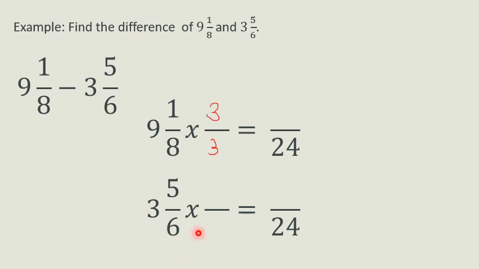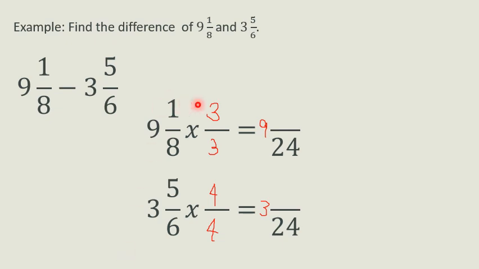Then, dito naman tayo sa baba. Ano bang pwedeng i-multiply sa 6 para maging 24? Pwede natin i-multiply ang 4. Okay? Ito naman pong whole number ay hindi naman natin gagalawin. So, pwede natin siya ilagay dito. Okay? I-multiply na natin yung numerator.